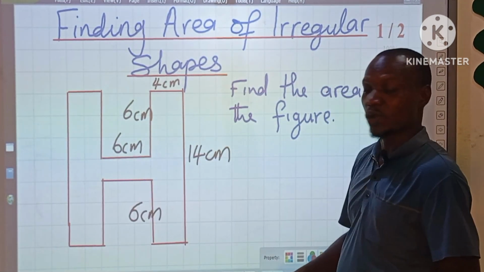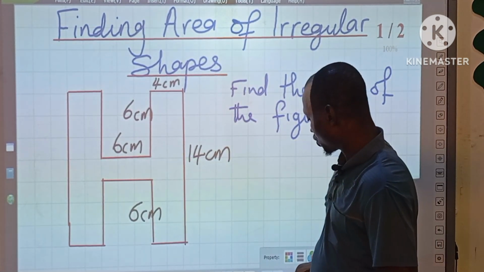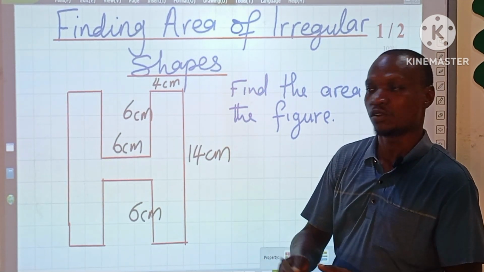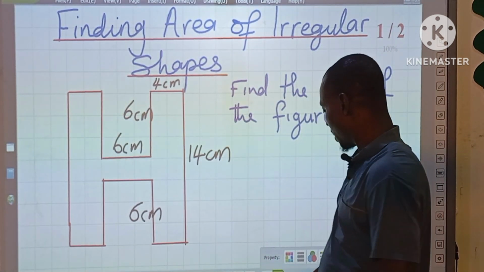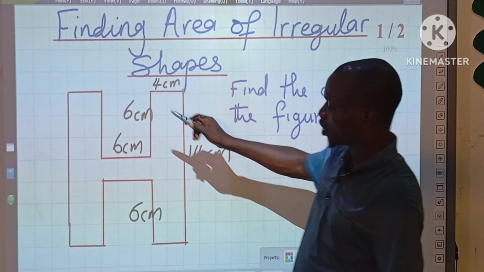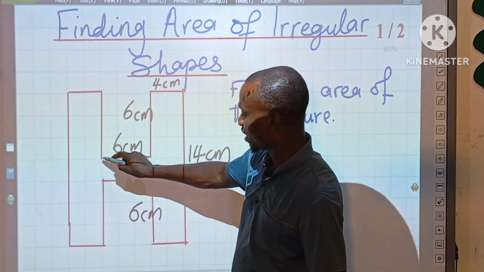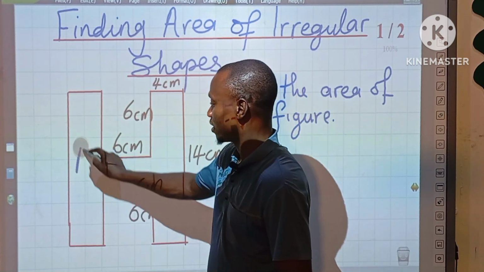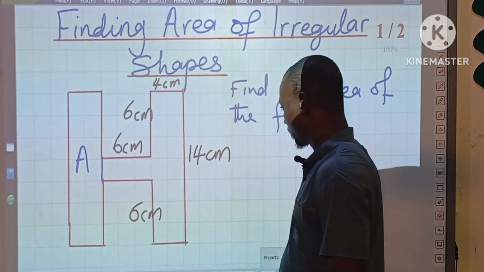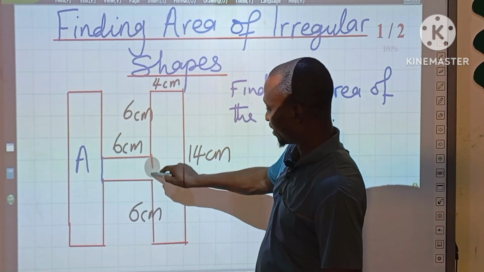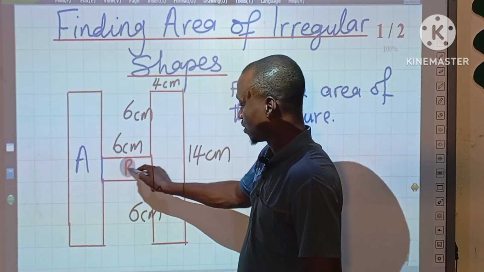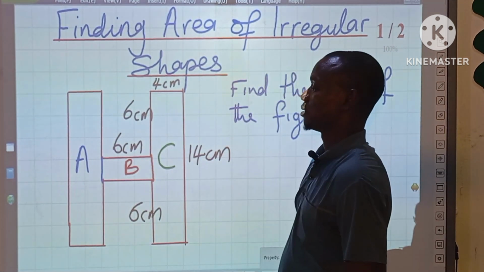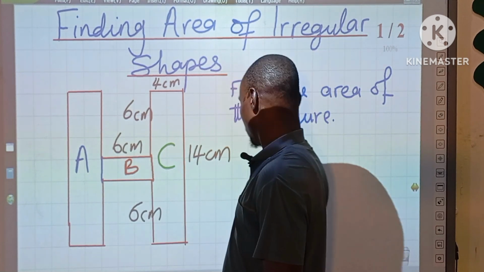So the first thing we must do when looking for the area of an irregular shape is to break the shape into different regular shapes. So let's break it into different regular shapes. Now the shape can be broken into three. So I can break it directly from here. This should be shape A. And I also break it directly here. This should be shape B. And the last shape should be shape what? C.